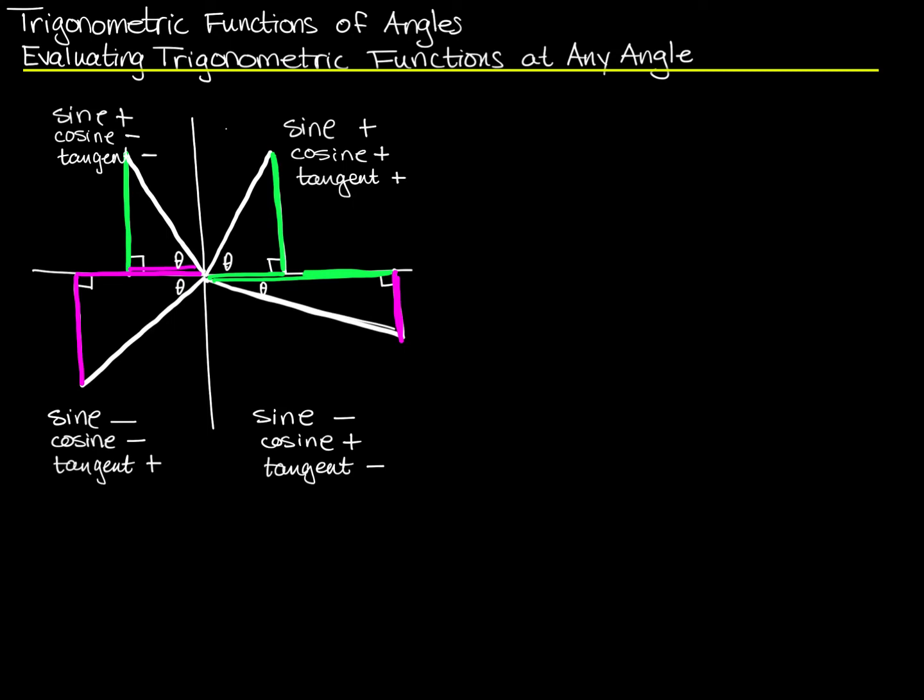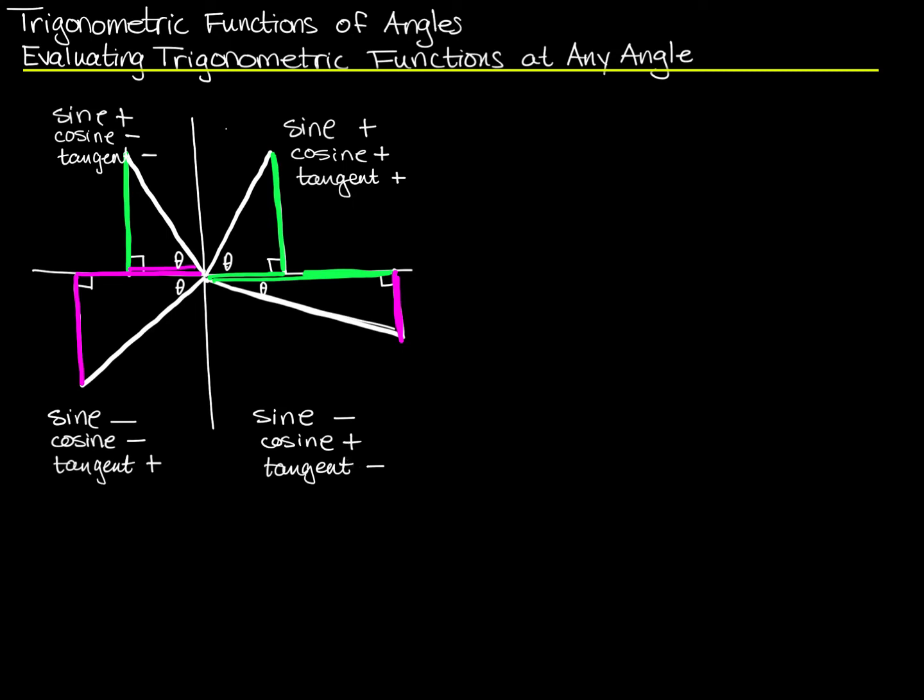So now I know the signs for sine, cosine, and tangent for all 4 quadrants. And because I know the sign for sine in quadrant 2, I also know the sign for cosecant. Because I know the sign for tangent in quadrant 3, I also know the sign for cotangent. And because I know the sign for cosine in quadrant 4, I also know its sign for secant. So I don't need all 6.